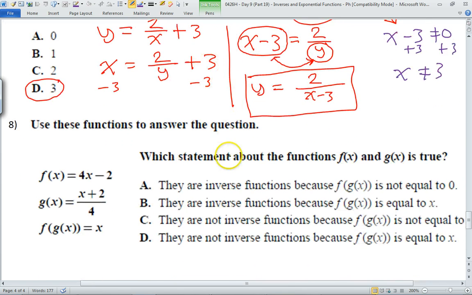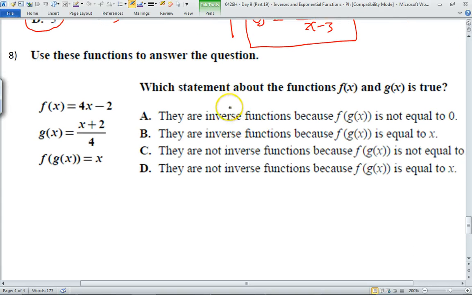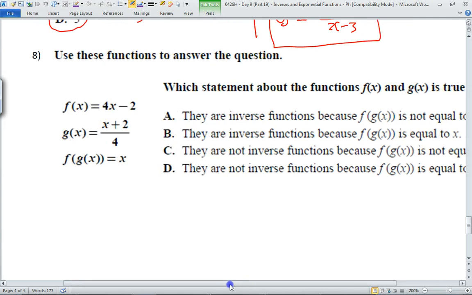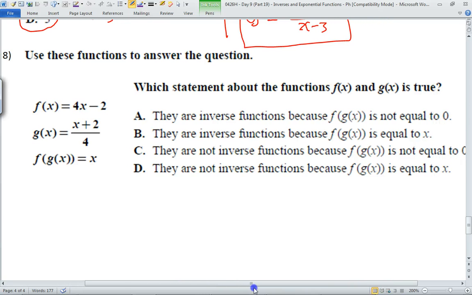Okay, let's look at problem number 8. Alright, this is problem number 8. Use these functions to answer the question. Which statement about f and g is true? Okay. Here's F, here's G. They have a little picture of G being put inside of F, and they're showing that that's going to give us X.